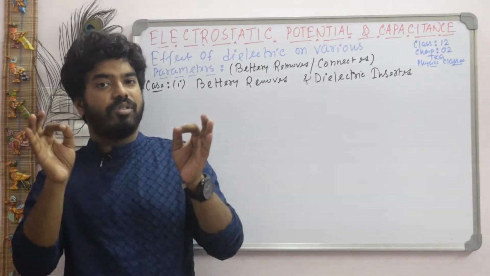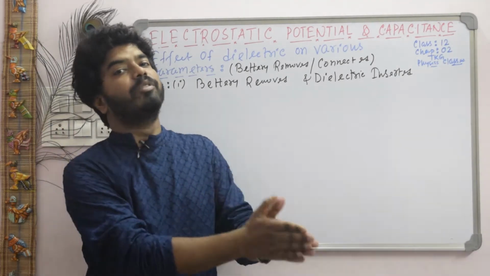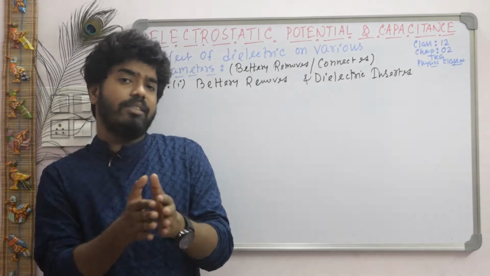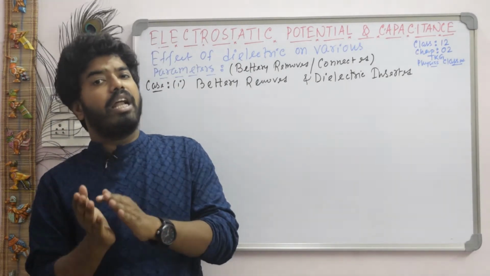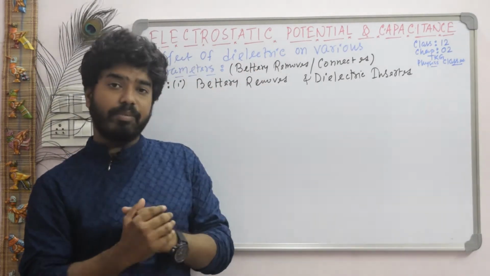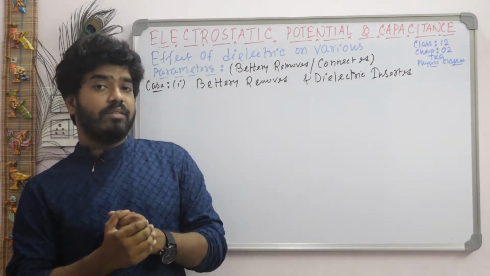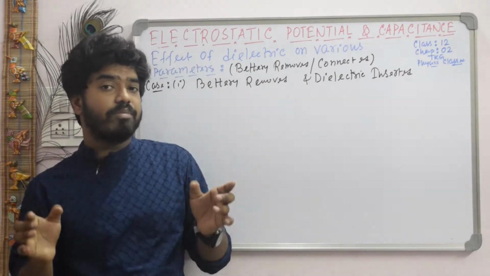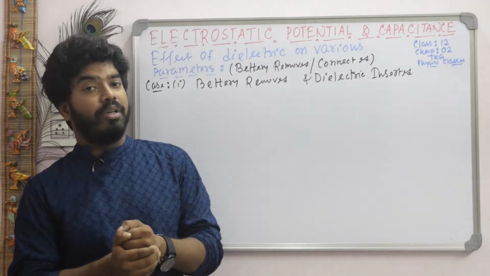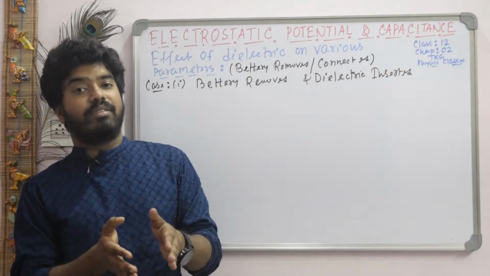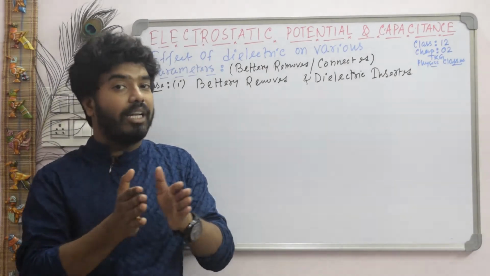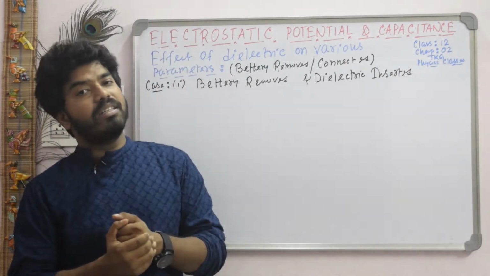So the first question is, you are given a parallel plate capacitor which is charged by a battery, then the battery is removed. After that the dielectric slab is inserted between the space of the parallel plate capacitor, and you have to find out the changes, that is, the effect of the dielectric on various parameters. And the second question is, a parallel plate capacitor is charged by a battery and the battery remains connected, not removed, and again a dielectric slab is inserted between the separation of the two plates. Then you have to find out the changes.